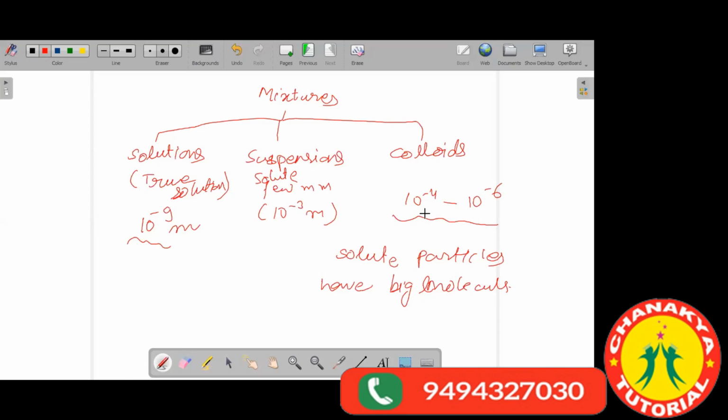So in the next class, we will be discussing again about solutions, suspensions, and colloids. Today we have completed our discussion about the solutions. We had seen a solution of solid in solid, solid in liquid, and others. In the next class, we'll discuss about the suspensions and colloids.